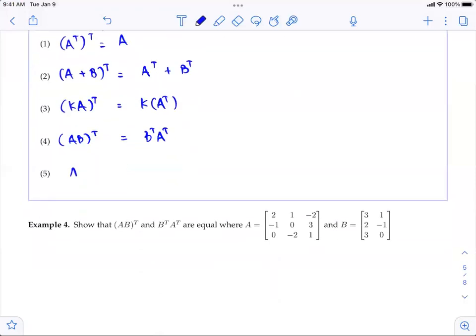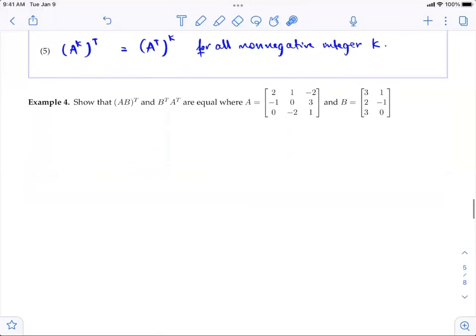The transpose of a matrix power is that of the matrix transpose raised to that particular power, for all non-negative integers k. So it says that you can raise the matrix A to a certain power and then take the transpose, or you can take the transpose of the original matrix and then later raise that to the k power.